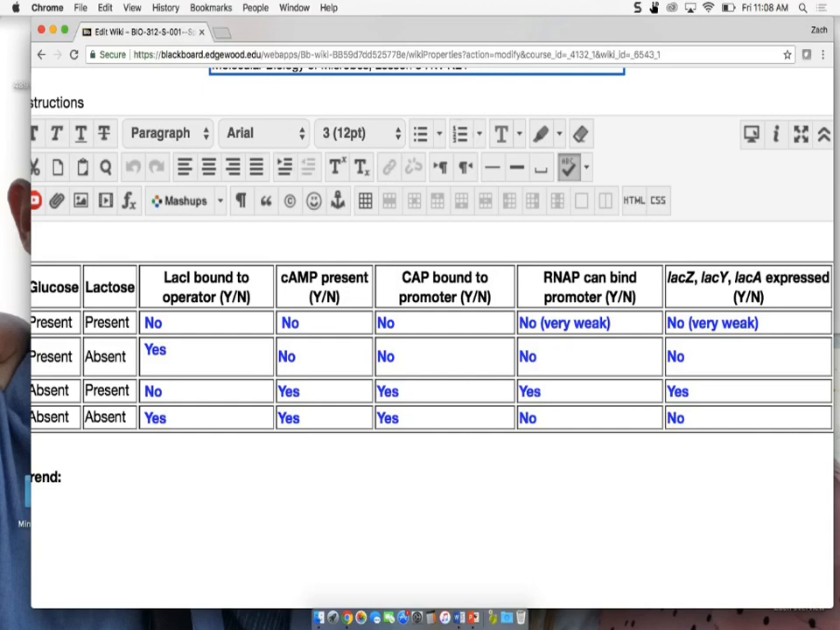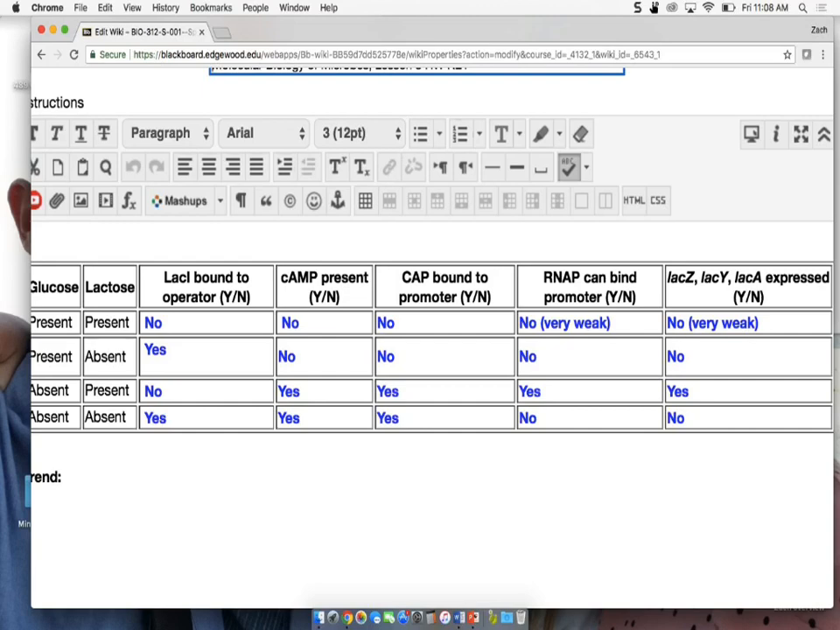Here's what I'd like you to do, 2 parts. 1, draw out one of these conditions. Draw out what the operator and promoter would actually look like under one of these conditions. All right? So is cyclic AMP bound to CAP, and are those 2 bound to the DNA or not? Is RNA polymerase there? Is lac I present or not in these conditions?